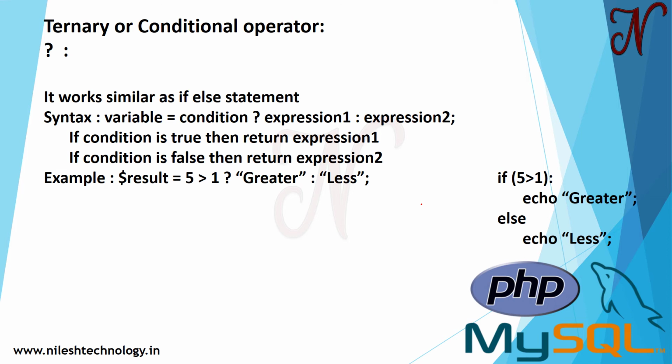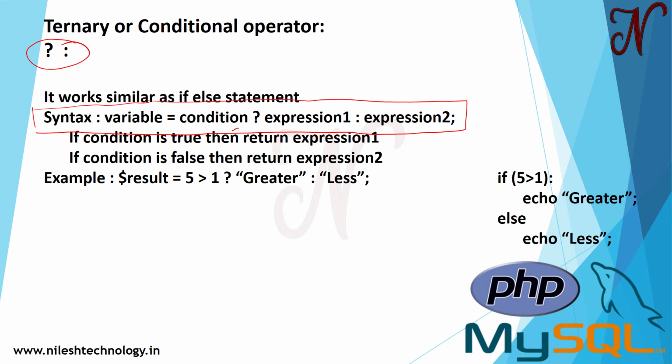Then the ternary or conditional operator. This is the question mark and the colon. These two symbols are used to make a single expression. This expression is called a conditional operator expression or ternary operator expression. See here, this is the syntax: variable is equal to, then pass one condition, then question mark, expression 1, colon, expression 2.